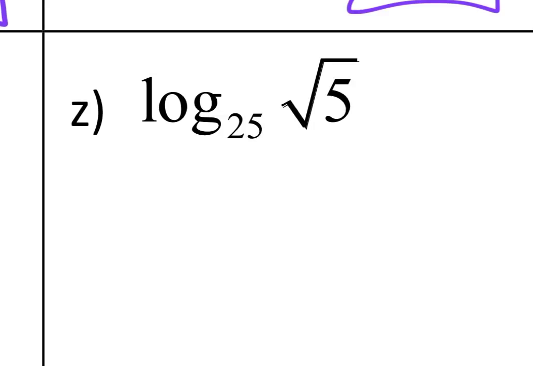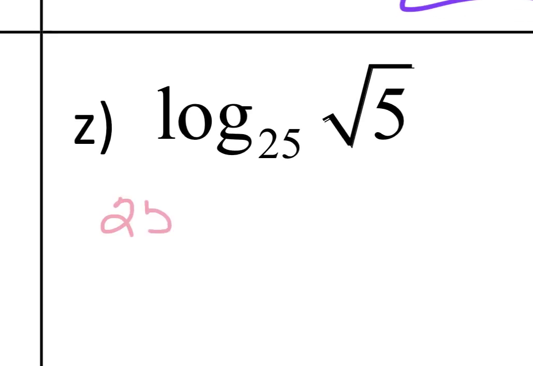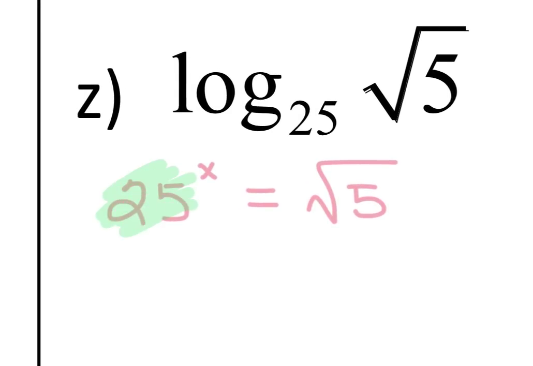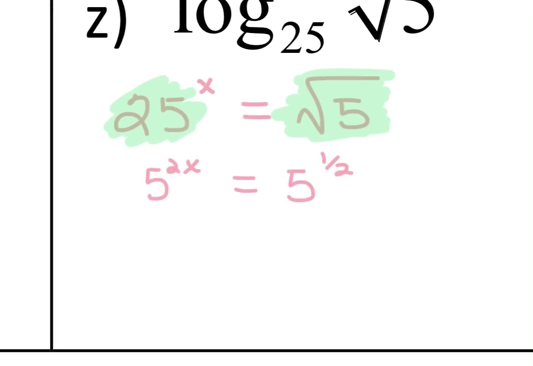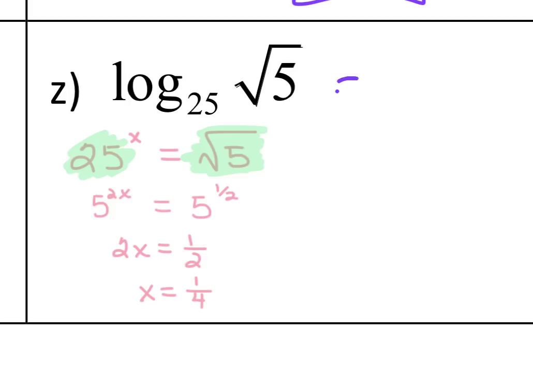And again, use the same process. So 25 to some power equals radical 5. I want to find a base that I can use to get both 25 and radical 5. Hope it's obvious that that number would be 5. So 5 squared is 25. Don't forget your x. Radical 5 is 5 to the 1/2 power. And so I'm setting the exponents equal: 2x equals 1/2. X is equal to 1/4. And so my answer to this question is 1/4.